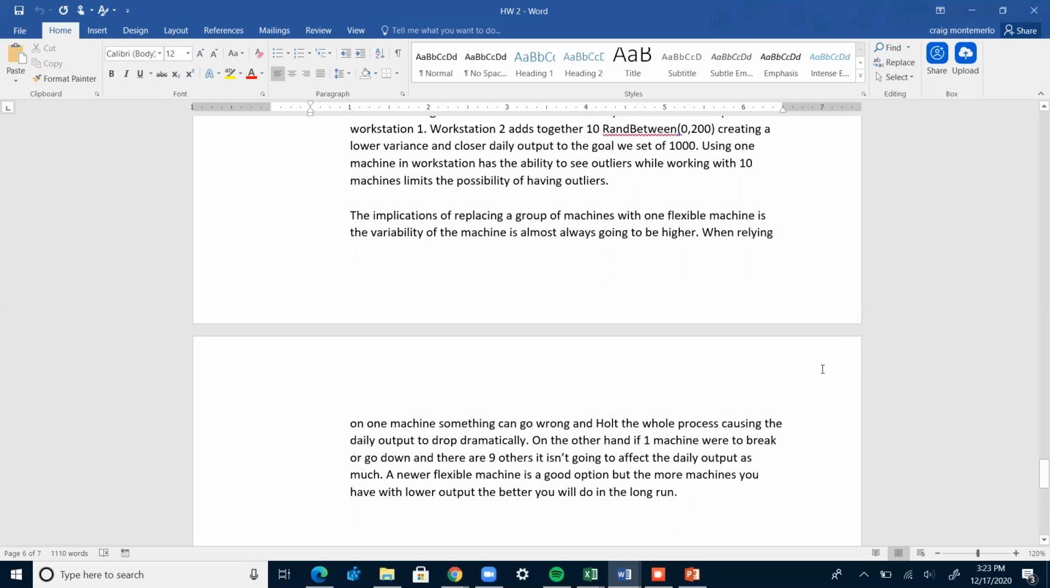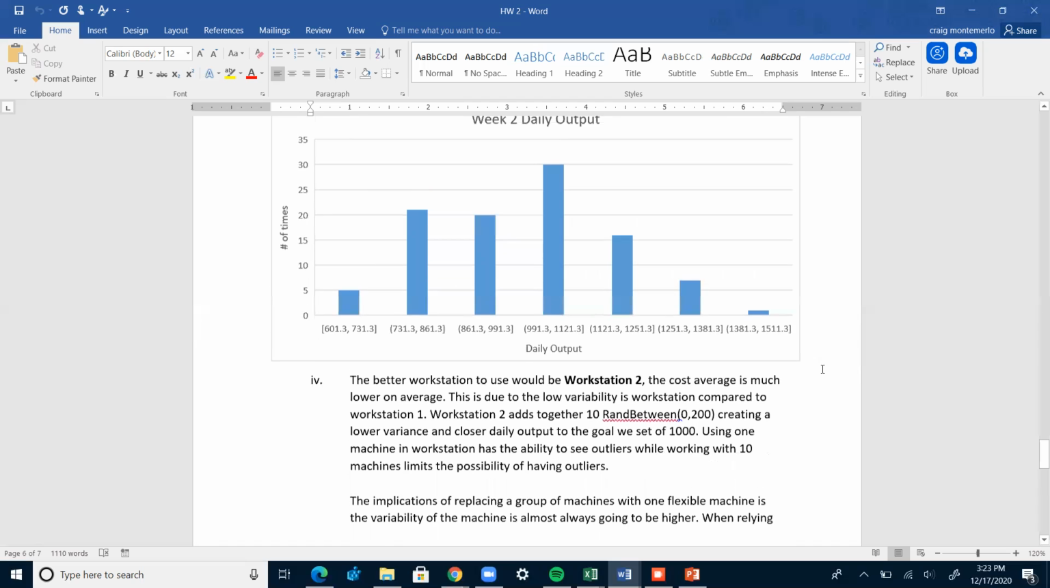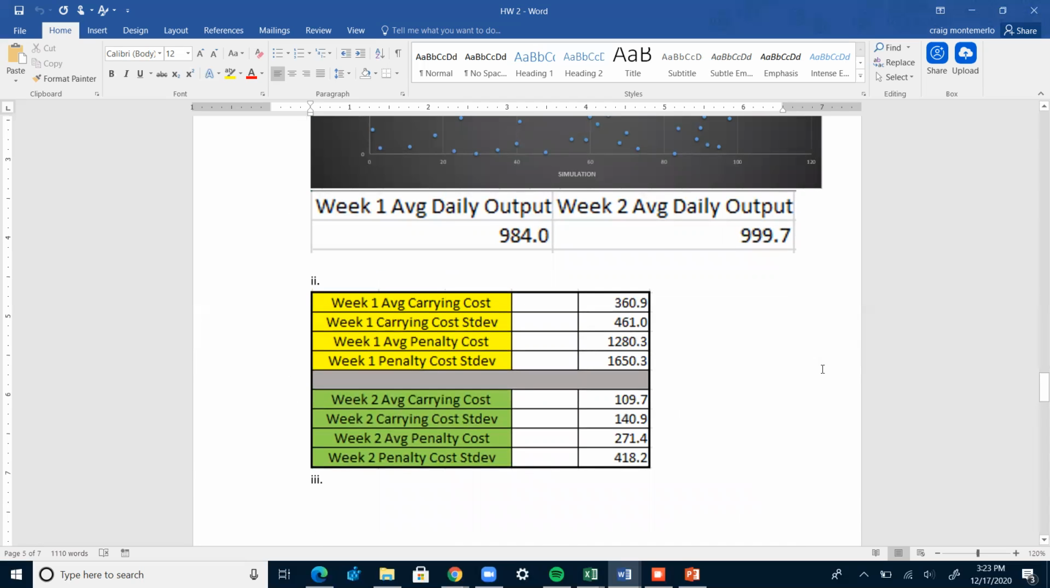So all in all, it is very clear that you should use the 10 machine workstation because the average carrying cost is less, the average penalty cost is less, and for the daily output, you know exactly what you're going to get. It's going to be right around 1,000 daily. And for those reasons, I recommend you use that workstation.